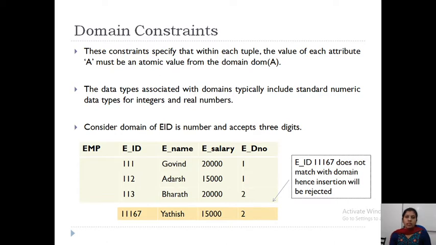So what is actually a domain constraint? In the tuple you must have values for each attribute. The values must be atomic and must be taken from their own domain. Atomic means it cannot be divisible. All the values which we are storing are simple values. We cannot store a composite attribute in a table. So every value must be an atomic value.